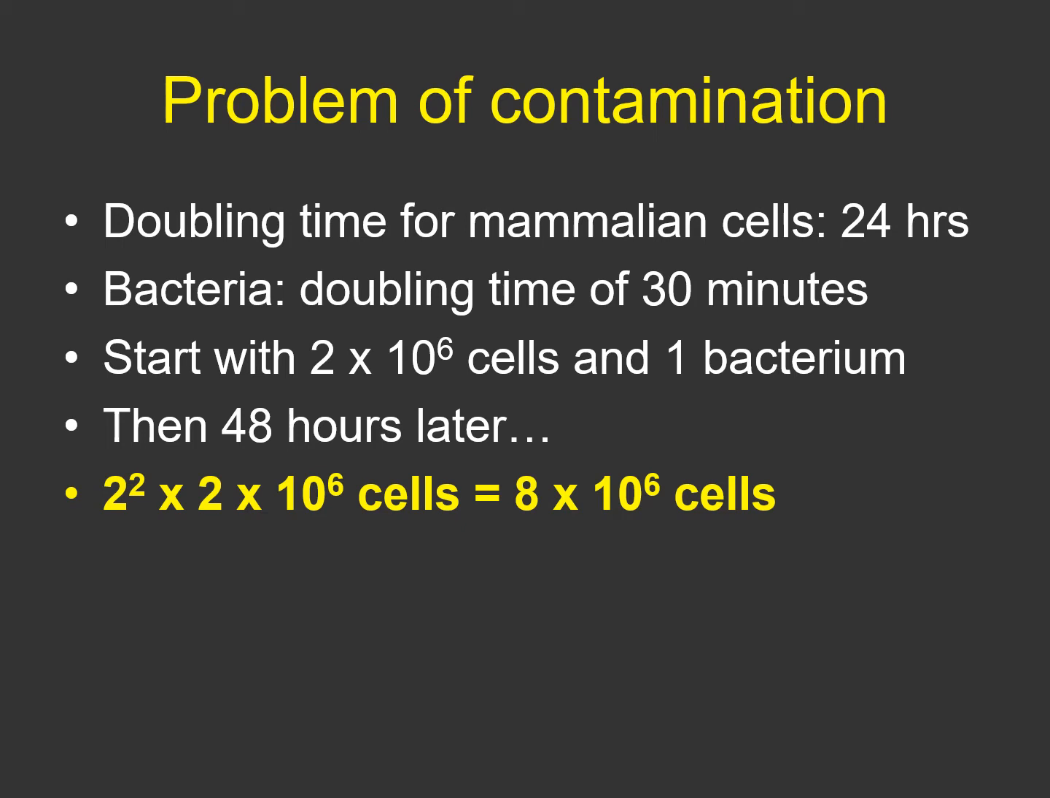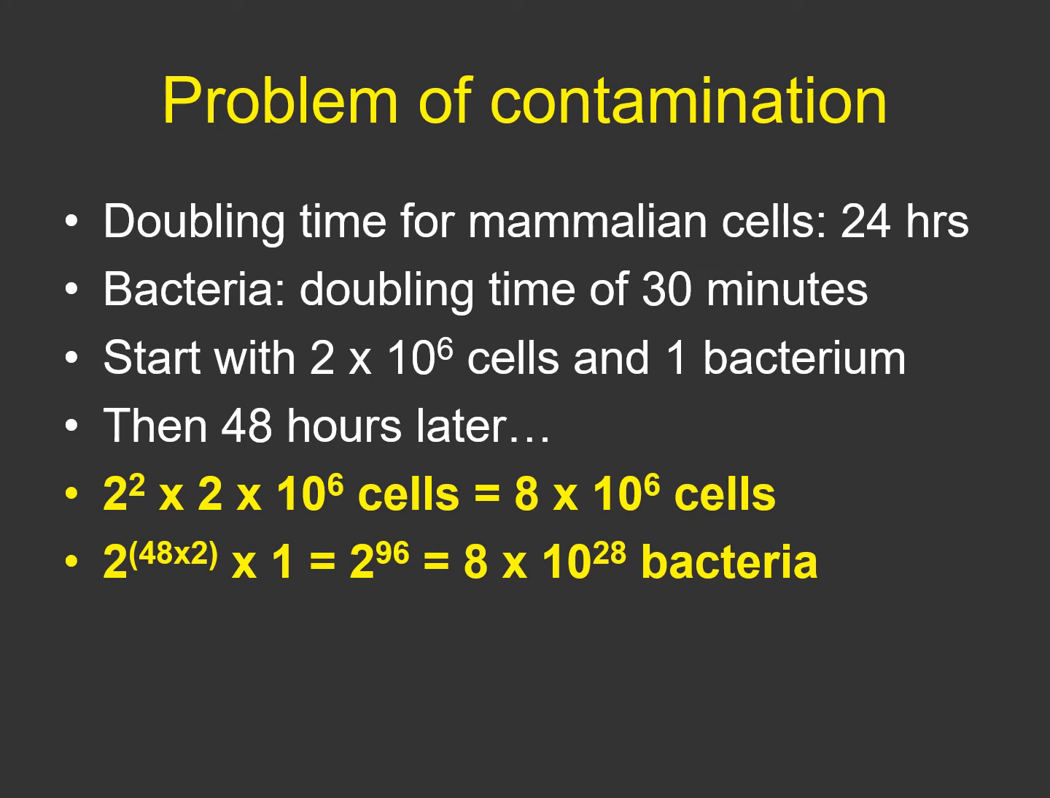That's quite a few cells. But let's think about what would happen with a bacteria. You just have one in there. But it doubles every 30 minutes. So in other words, 2 doublings an hour, 48 hours times 2, so 2 to the 48 times 2, or 2 to the 96. That would be 8 times 10 to the 28th bacteria.